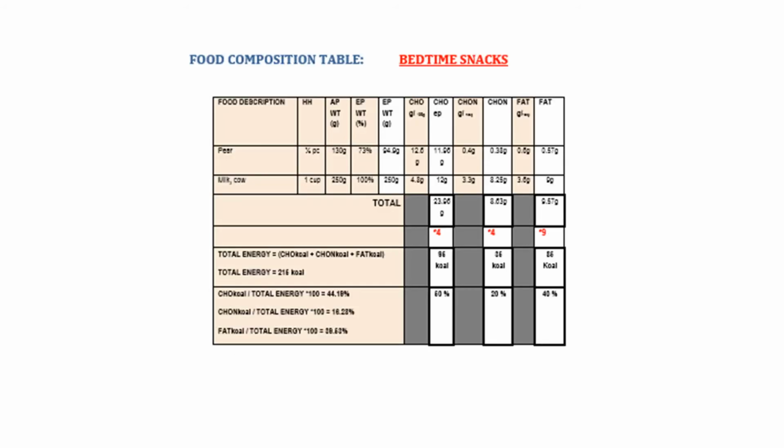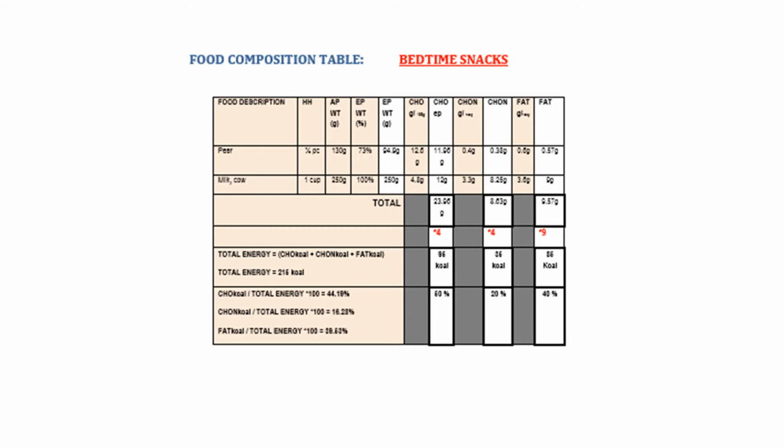For the FCT measurements, the household measurement of a pear is 1/2 piece, and for cow's milk is 1 cup. The as purchase weight for a pear is 130 grams, and for cow's milk is 250 grams. The edible portion percentage of a pear is 73%, and for cow's milk is 100%. The edible portion weight for a pear is 94.9 grams, and for cow's milk is 250 grams.